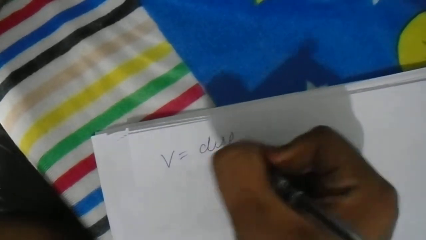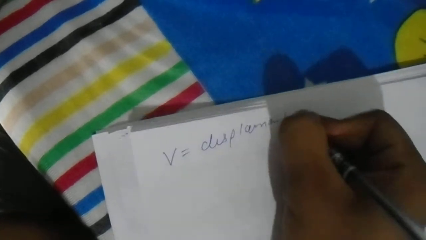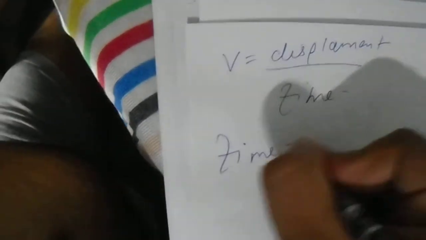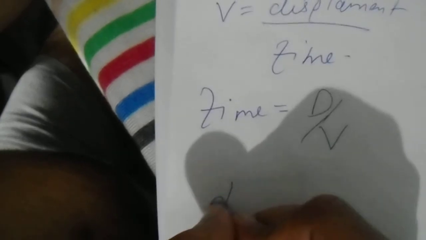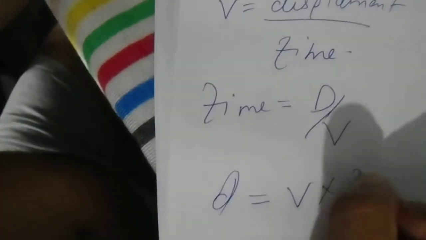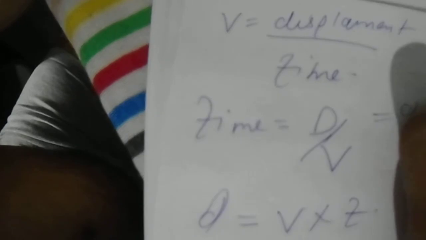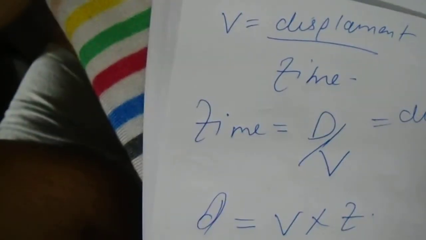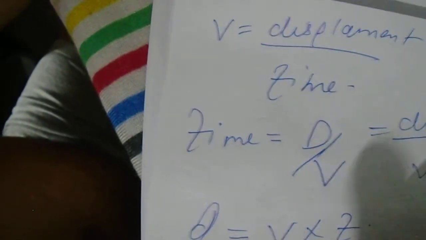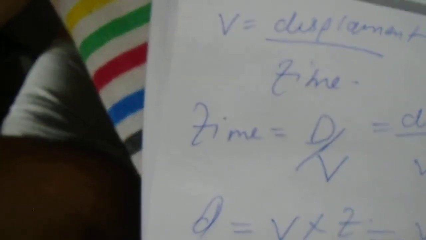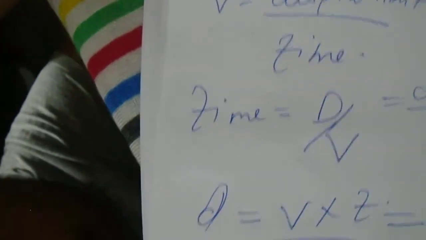Now, as we know, velocity equal to displacement upon time. Now time will be equal to displacement upon velocity, and displacement will be equal to velocity multiply time. This is displacement upon velocity, this is time, and displacement is equal to velocity multiply time.